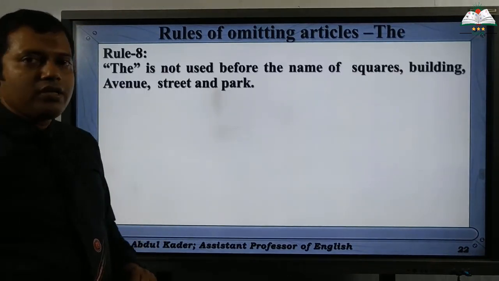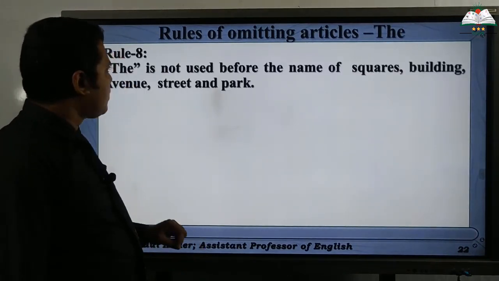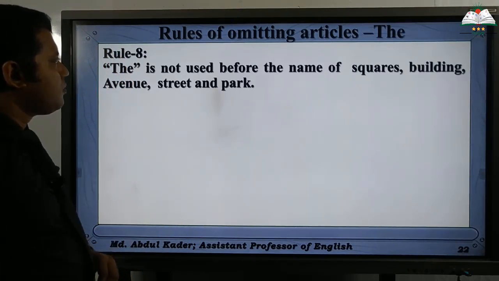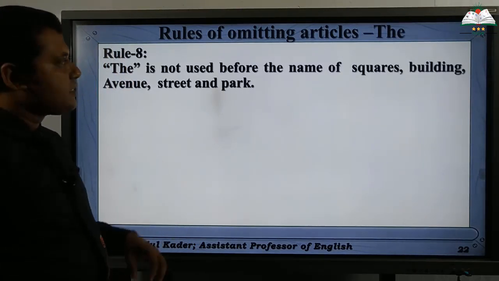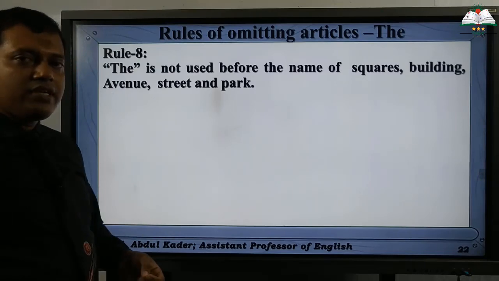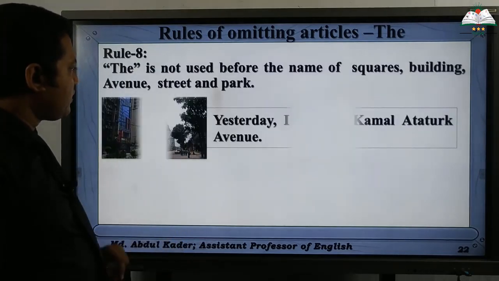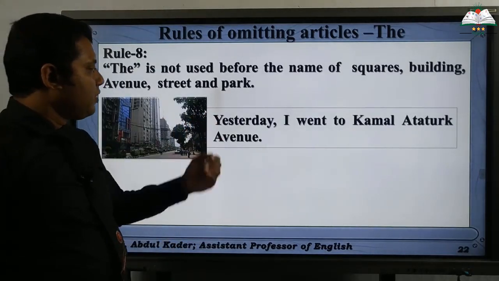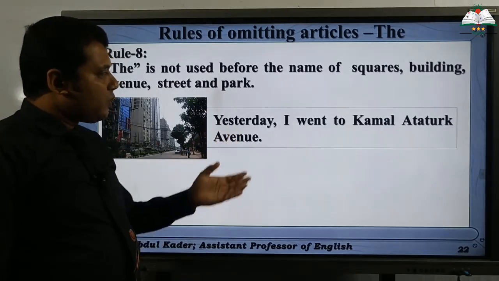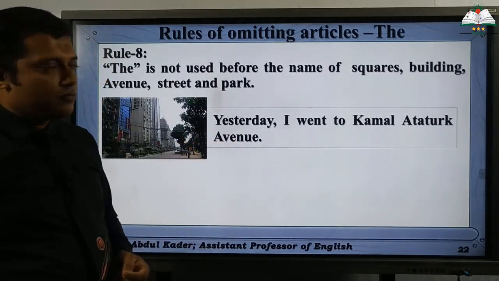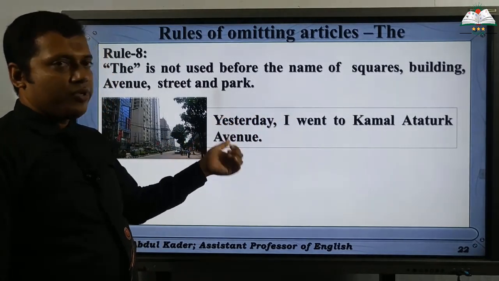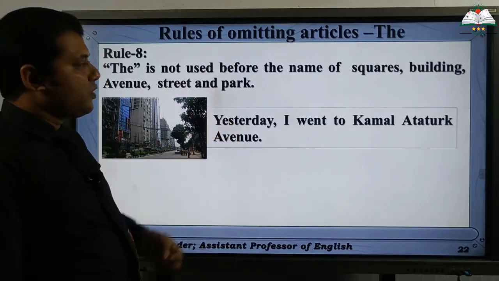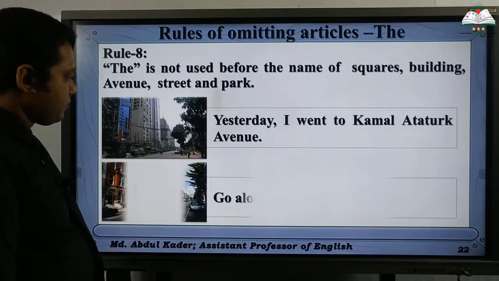Now, dear student, I would like to draw your attention to rule number 8. The is not used before the name of squares, building, avenue, street and park. Let me show you some examples. Yesterday I went to Kamal Ataturk Avenue. So Kamal Ataturk Avenue, it's an avenue, so that's why you are not allowed to use the here.